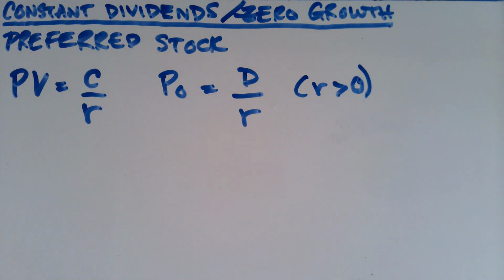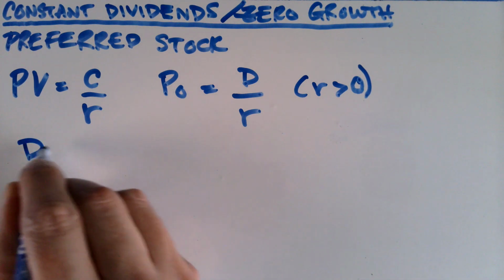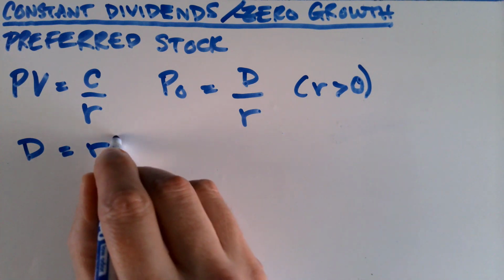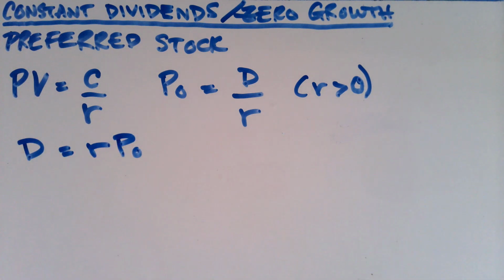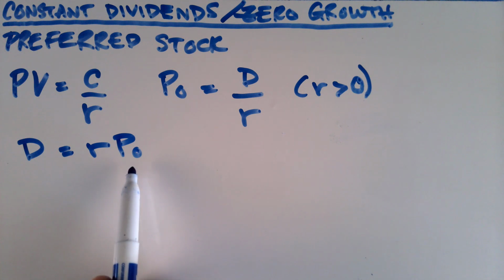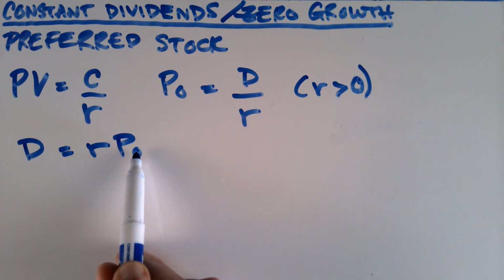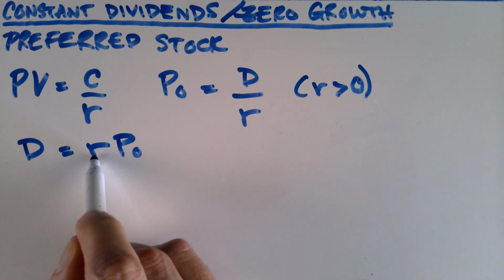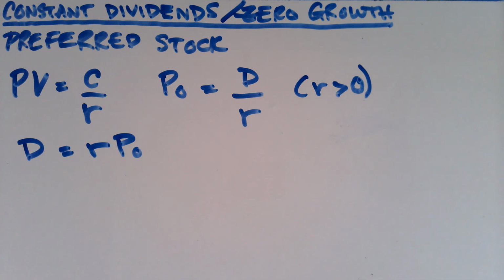Now let's see what we can do with this formula. First of all, I'm going to prove to you that this is a working formula for pricing something that goes on forever. Let's just multiply both sides by R. And we get D is equal to R times P sub 0. And so basically we're saying if you invest this amount at the beginning at this required rate of return, you'll get this amount of dividend every year.